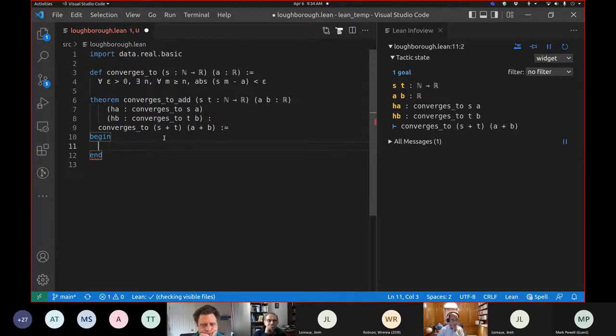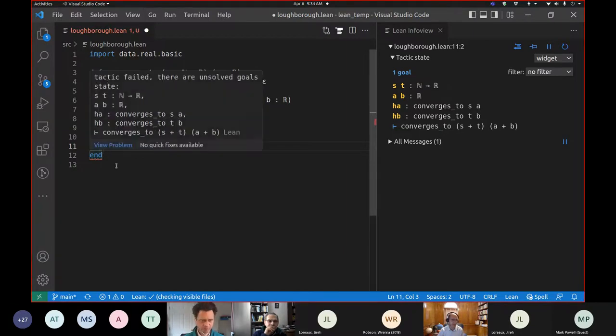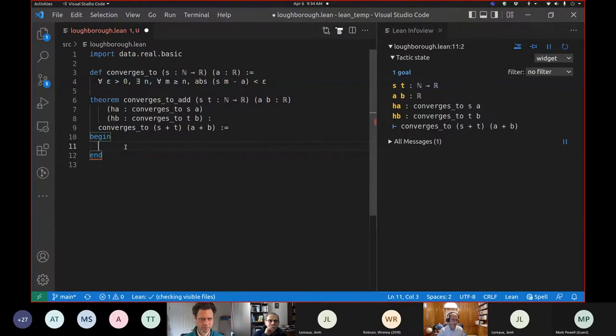And Lean is smart enough to know that adding sequences, or adding functions, means adding pointwise. Lean is smart enough because smart people have introduced the notation and the definition. And then the colon equals is supposed to be followed by a proof, and I'm putting the proof between begin and end. So here's where I write the proof. And so here's where I'm typing the proof.